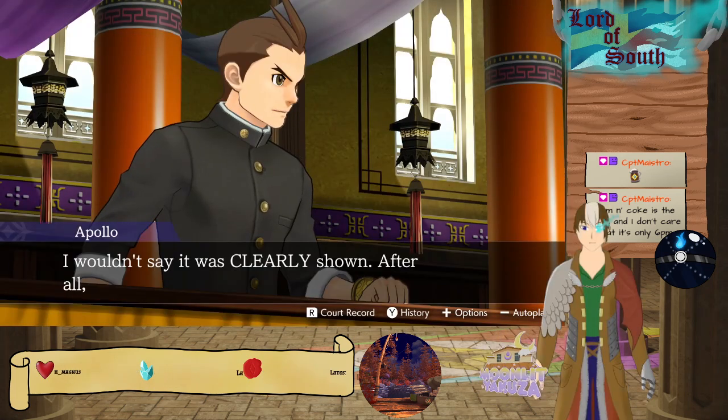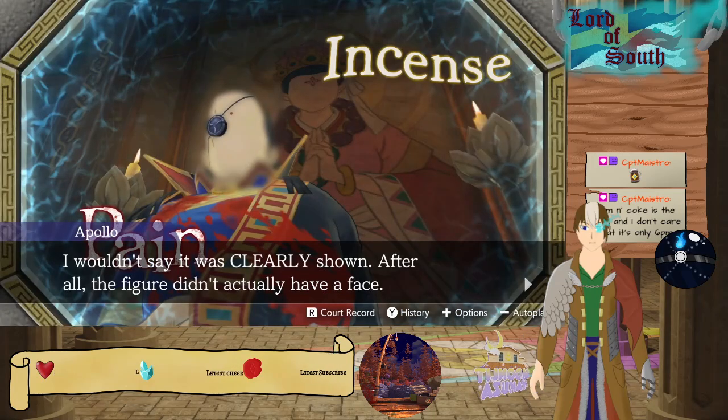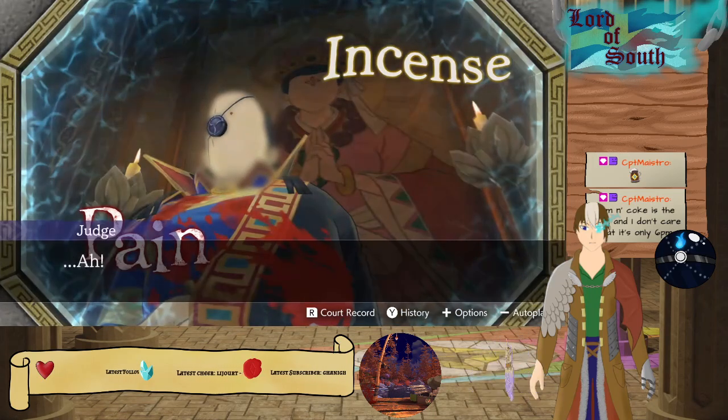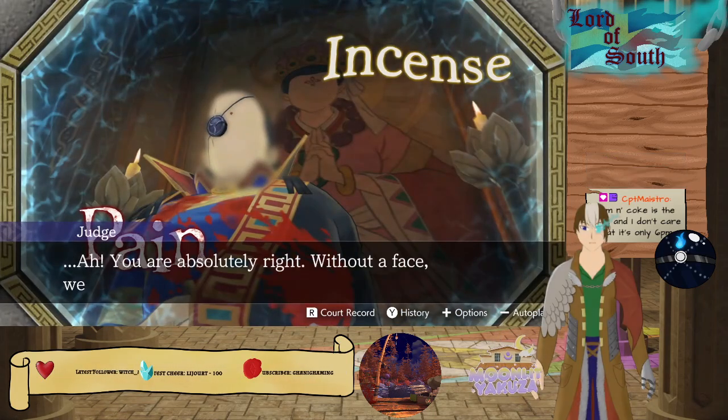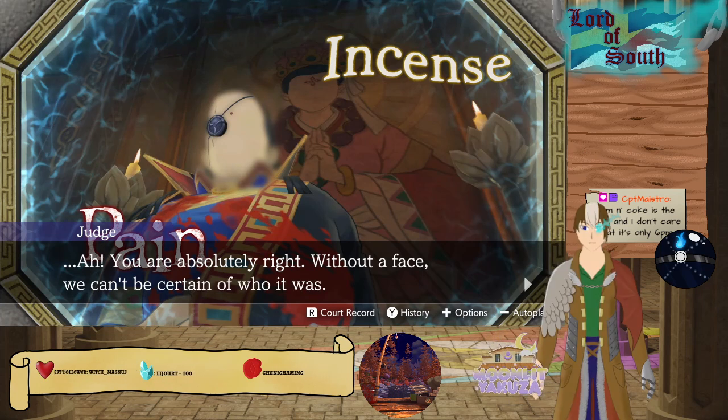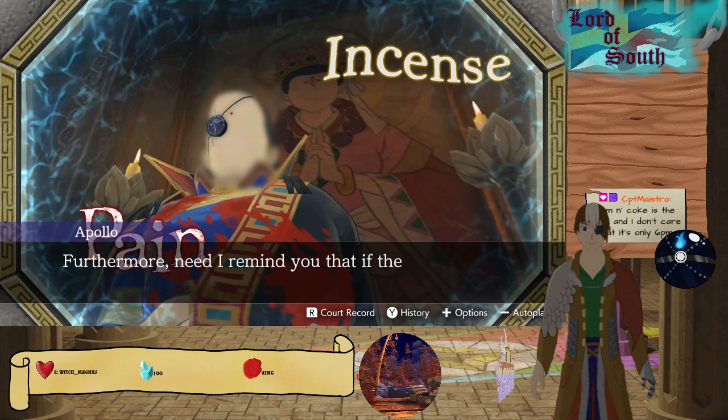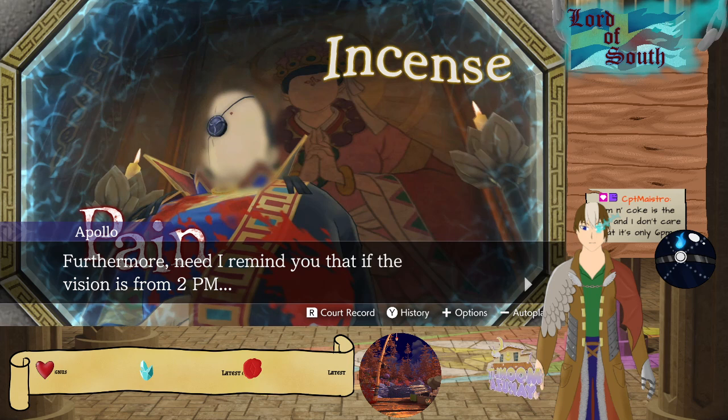I wouldn't say it was clearly shown. After all, the figure didn't actually have a face. Nah, you're absolutely right. Without a face, we can't be certain who it was. No, we can't be certain, because they did explain in an earlier case of this that everything they have in the forehead is a sort of an insignia of what they are.